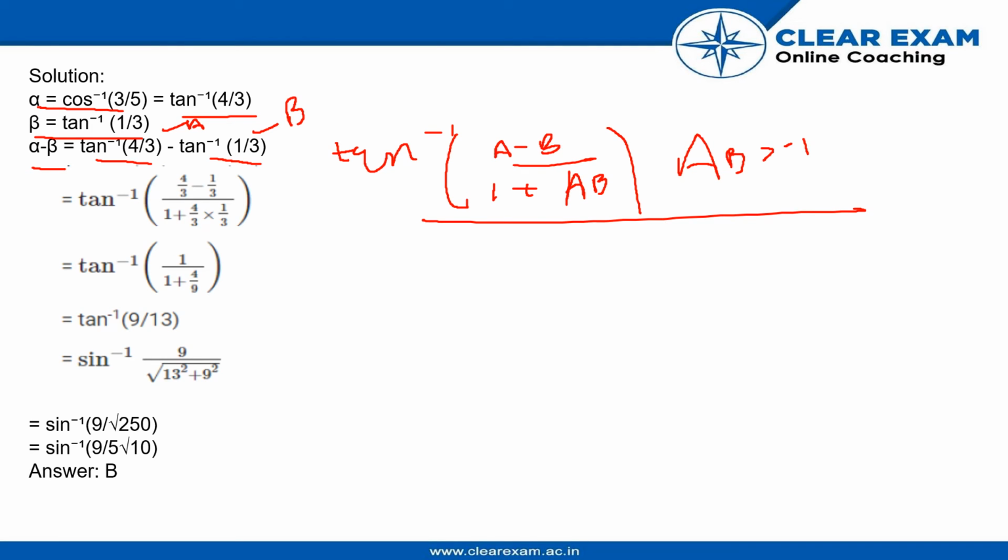After applying this formula, we'll get this, and we'll solve this. After getting this, we'll get the value, that is tan inverse 9 upon 13. We'll evaluate more to get the answer.